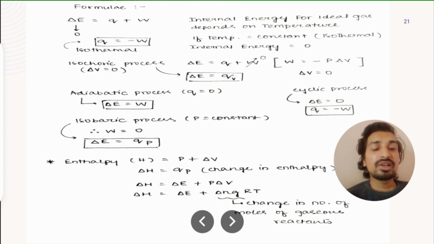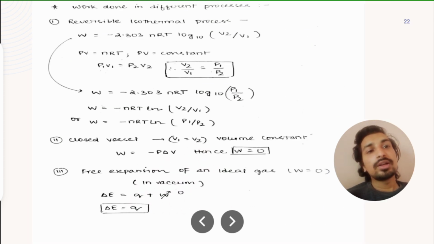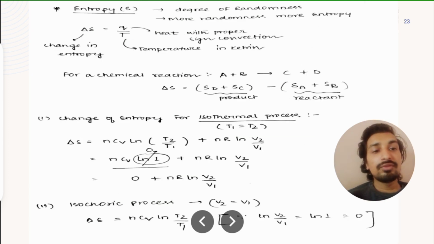And enthalpy formula, I can see H is equal to E plus P delta V, which is equal to this thing, and delta H is equal to delta E plus delta n g RT. And work done in different processes: in a reversible isothermal process, work done will be equal to this much. So you have this formula, and closed vessel, then free expansion of ideal gas.